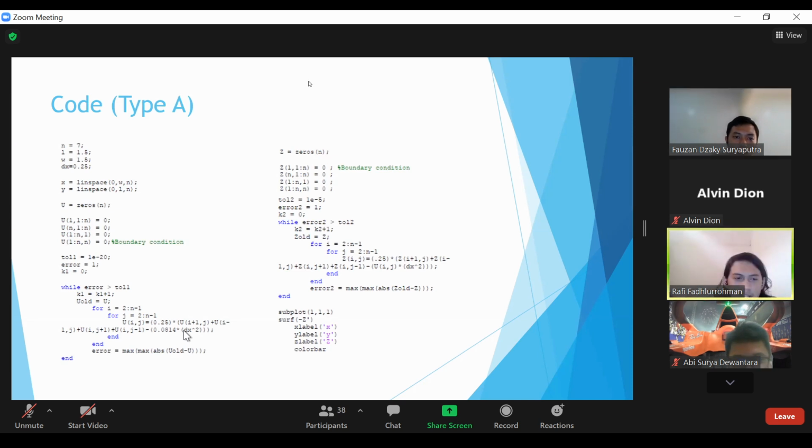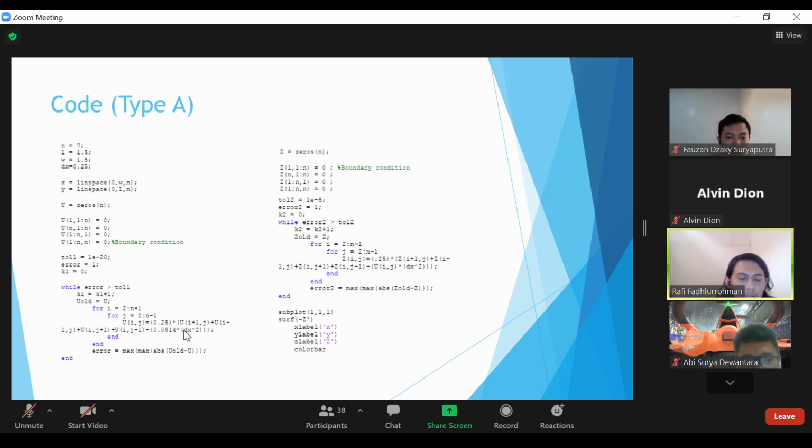Okay, I will explain about the code that we use. The flow of the code that we use to solve the problem is, first we define the dimension of the plate. First, the n is the node that we use. For plate A, we use 7 nodes because for the dimension of the plate, we divide it by the distance of each node. That means the node that we use is 7.